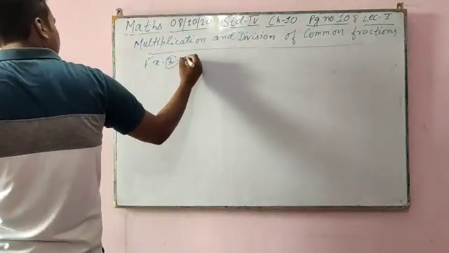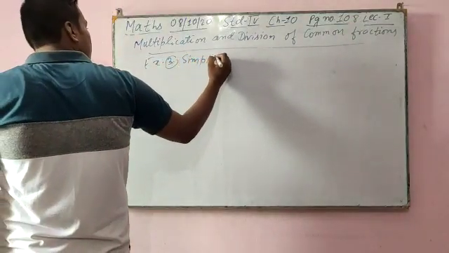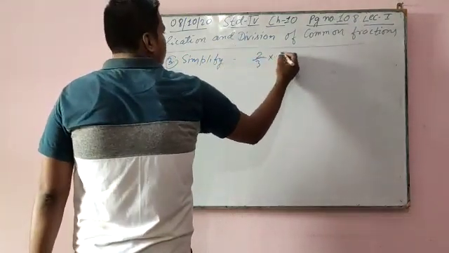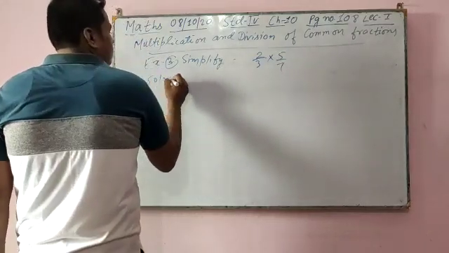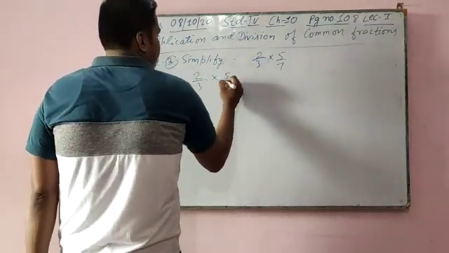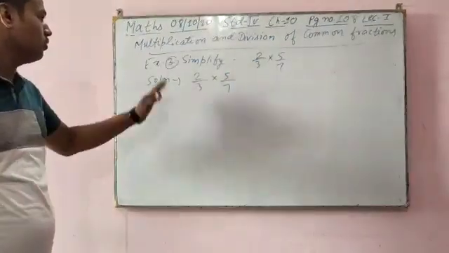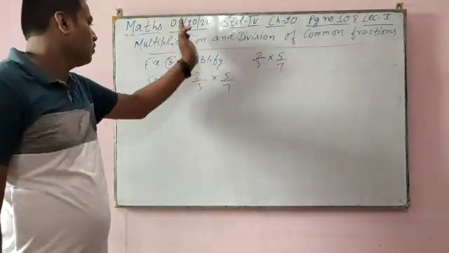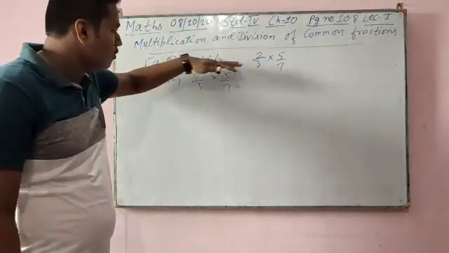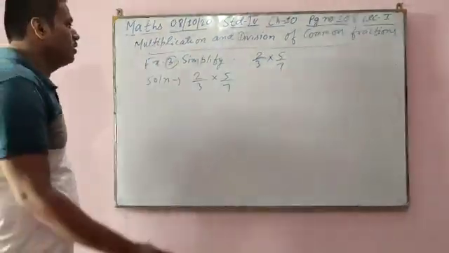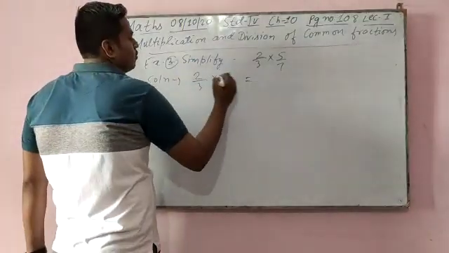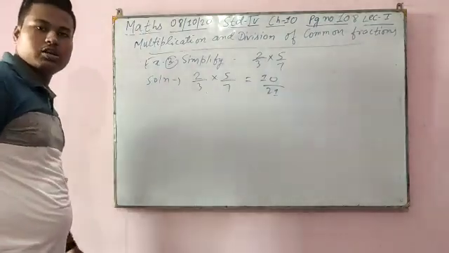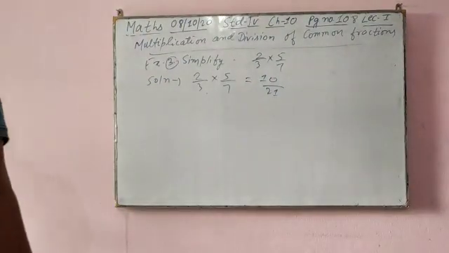Example 3. Simplify 2 by 3 into 5 by 7. Come to solution. Very easy. 2 by 3 into 5 by 7. First check it. Can you cross it? No. You can always cross in the same table. You can go this way, this way, this way, this way. But you cannot go this way, and this way, this way. So it will not cut. So just multiply 2 into 5, 10, and 3 into 7, 21. You see here the numerator is smaller, so you cannot change it into a mixed fraction.